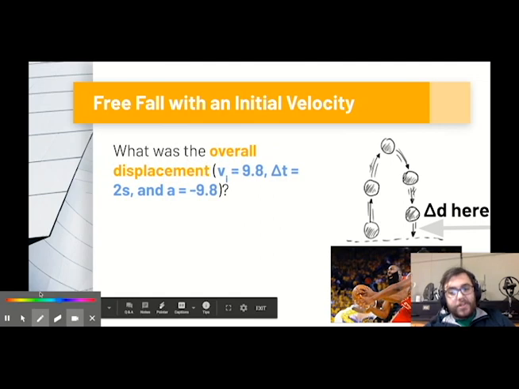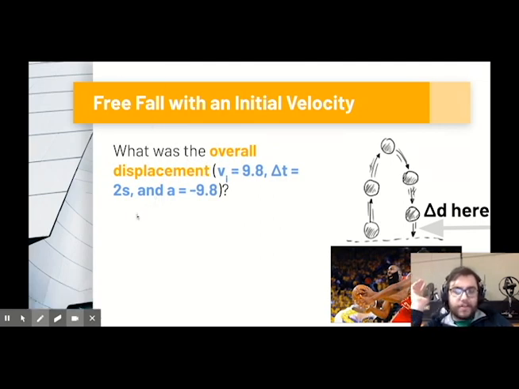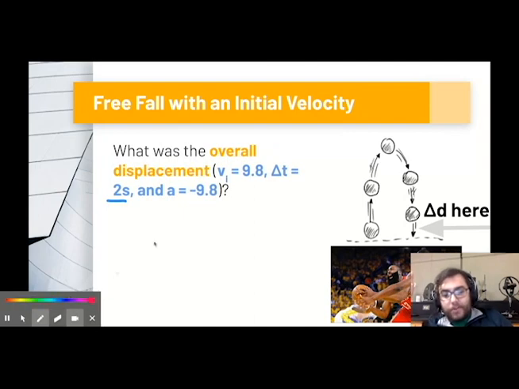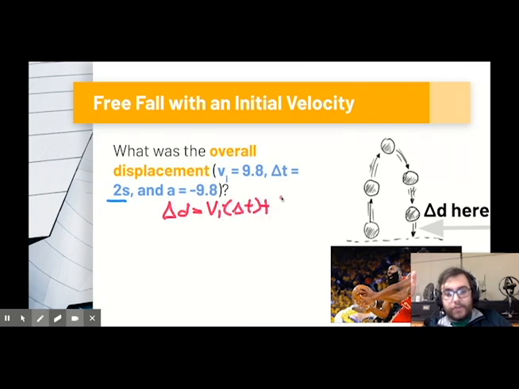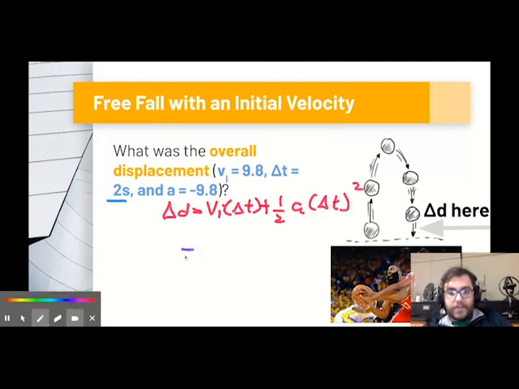So this is pretty much the exact same as the previous problem, so I'm not really going to spend too much time on the first half. The only difference is that T is equal to 2. So when we go to plug it into the formula, which is delta D is equal to VI times T plus 1/2 A times T squared, all we got to do is switch T to 2.